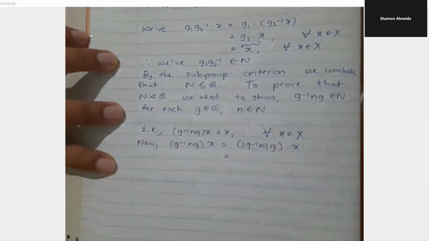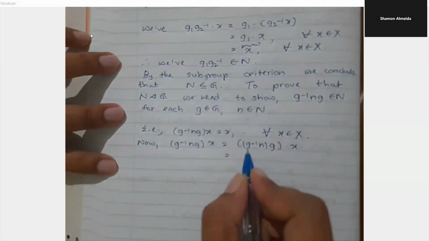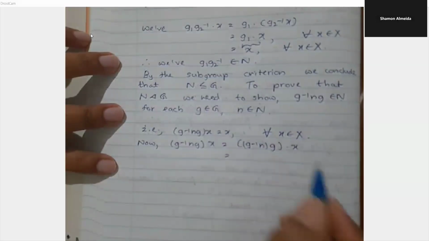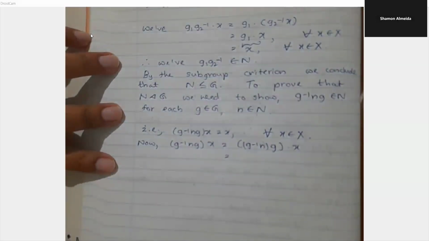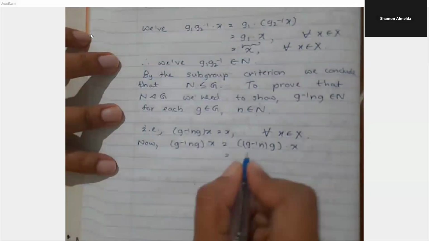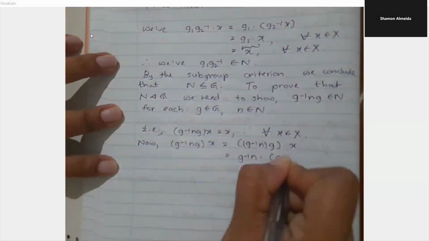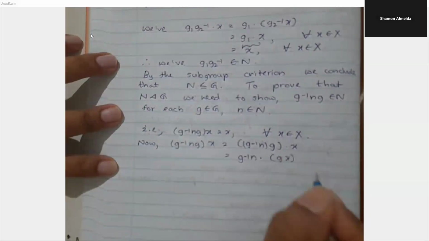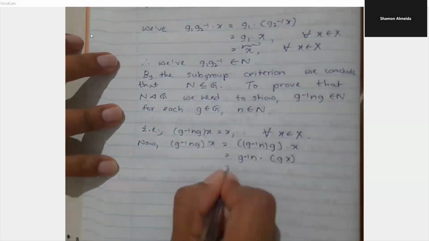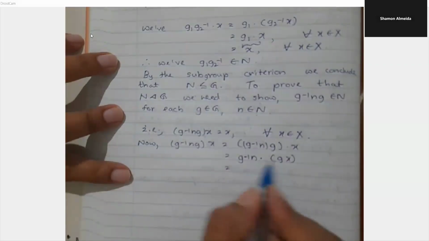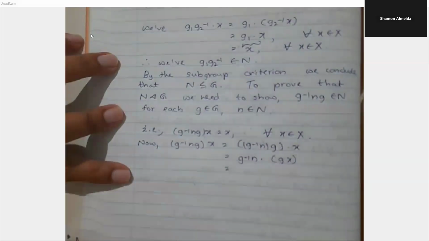Now this is like having g1 g2 dot x. So we are going to use the second property of a group action here. We have g inverse n dot gx, right? This is equal to, once again, gx now is an element in X by definition, right?